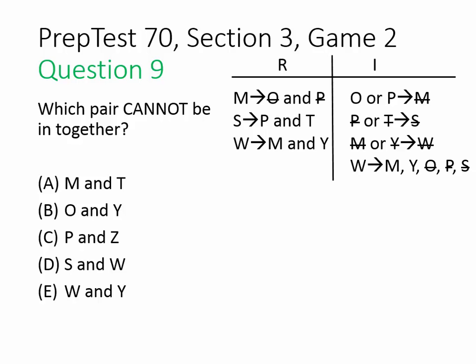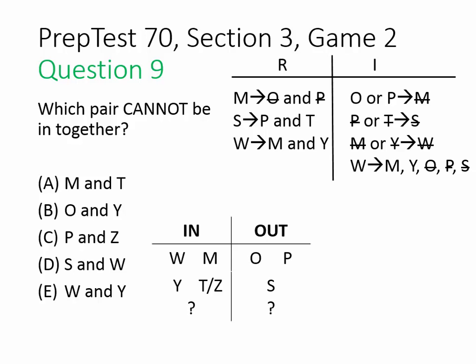Prep Test 70, Game 2, question number 9 asks us which of the following pairs cannot be selected for the team together. Cannot both be selected for the team. So we've got our rules and inferences. Let's get our limited options up here.